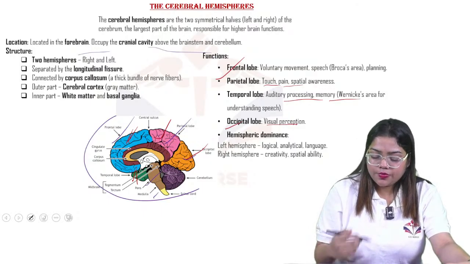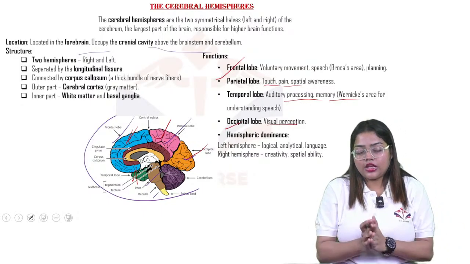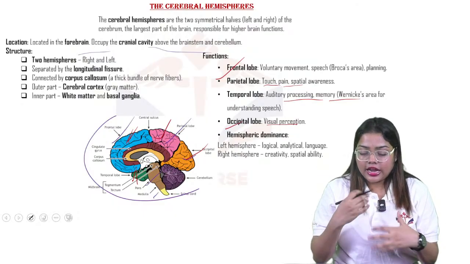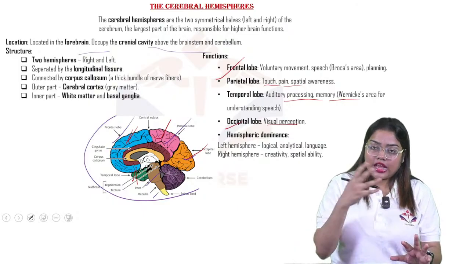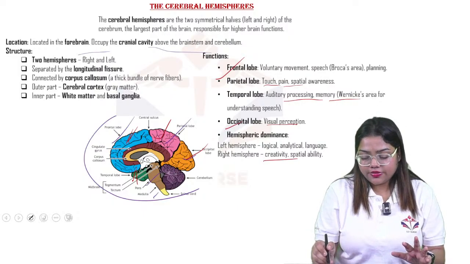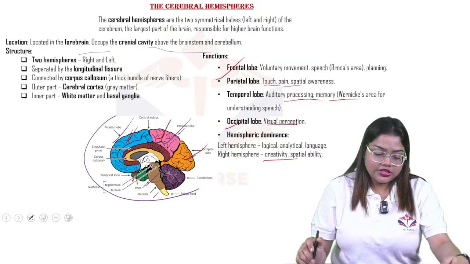Hemispheric dominance: the left hemisphere helps with logical and analytical thinking and language, whereas the right hemisphere helps with creativity and spatial ability.